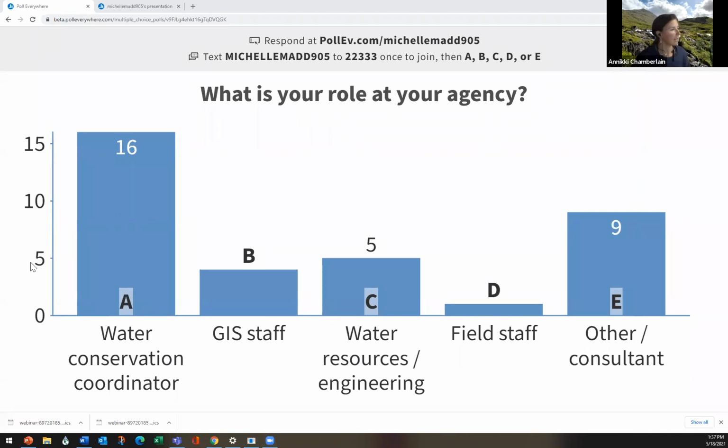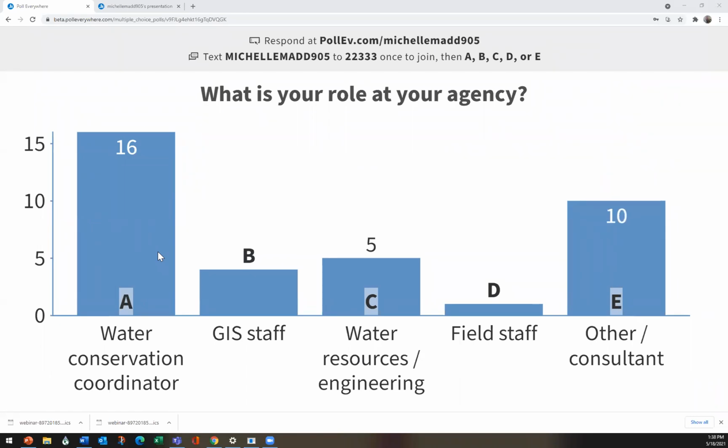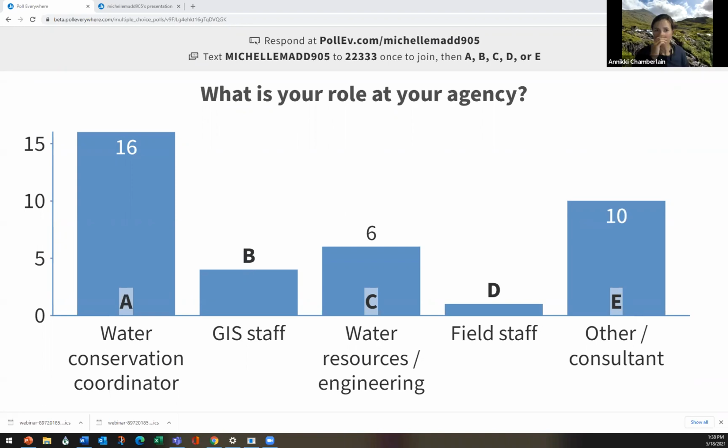All right, looking good. A lot of water conservation coordinators. Just one more time, a couple more people came in. If you're new, there's a link in the chat box. Go ahead and click on that. It's going to open a different browser and take you to a survey, and we're going to be doing this through the duration so you can answer questions as they come up.